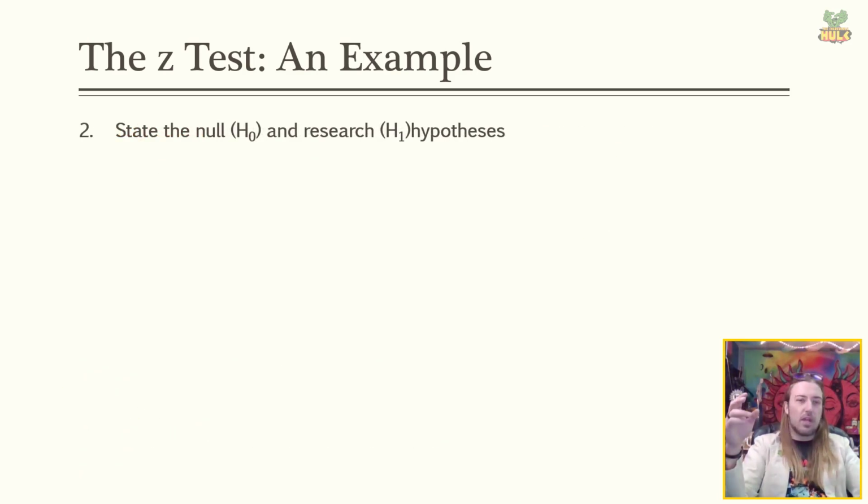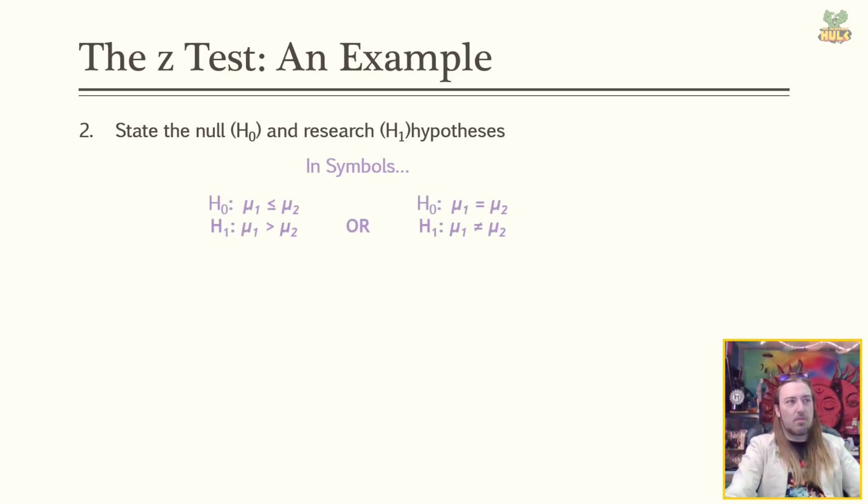Okay, step 2 then is state the null and research hypothesis. This is pretty easy. We can do it in symbols first. We haven't really talked about hypotheses in symbols, right? But the null hypothesis is represented as H sub 0. And the null hypothesis in this case could be that population 1 is equal to population 2, right? Population 1 could be our UMD students, and population 2 could be the nationwide, or swap them, it doesn't matter.